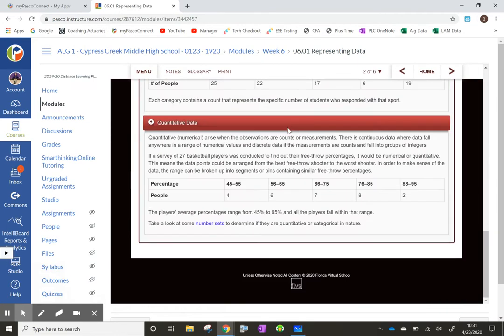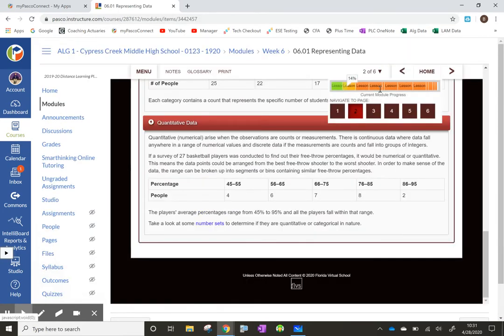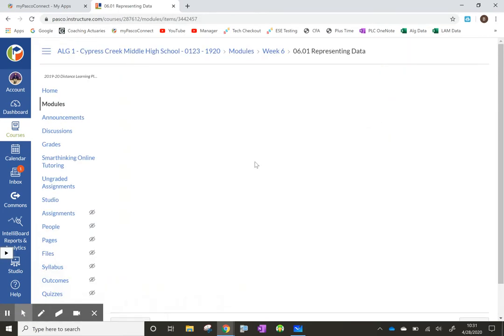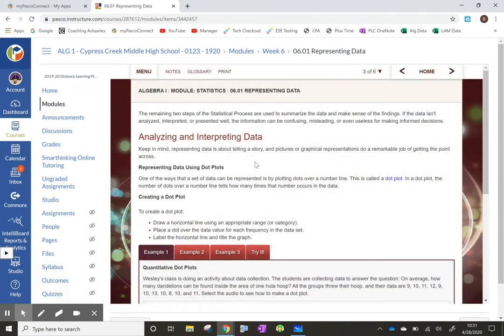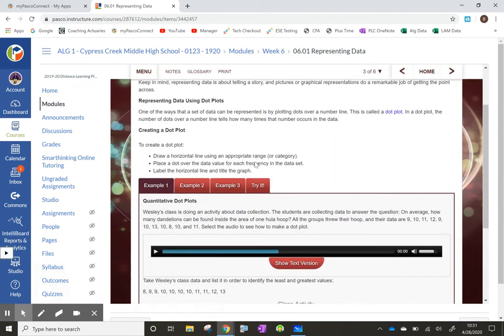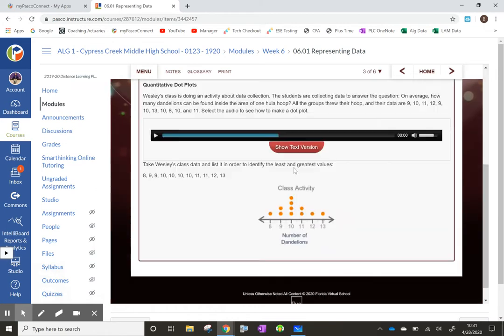Let's move on to page 3, where we talk about dot plots, I think. Yes, dot plots. Dot plots are a very easy thing to understand. This all explains it, but I'll just do it with this video.